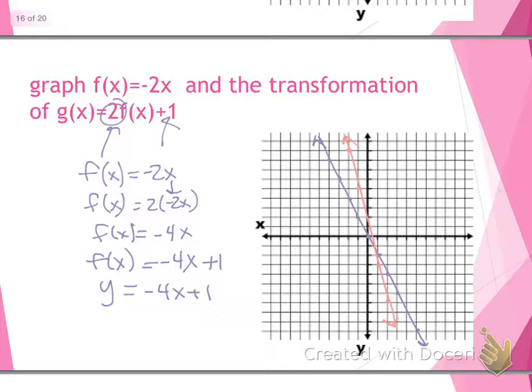Okay, for this one you need to make sure you multiply it times the 2 first and then add 1 because you don't want to be distributing this 2 to both things. So your first step is to multiply your original function by 2 and then add 1 on top of it and graph it.